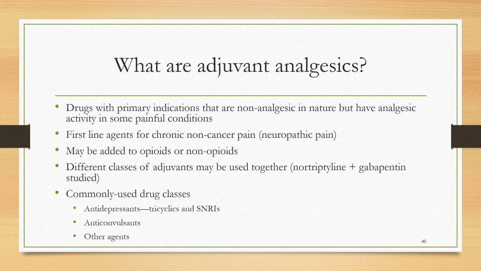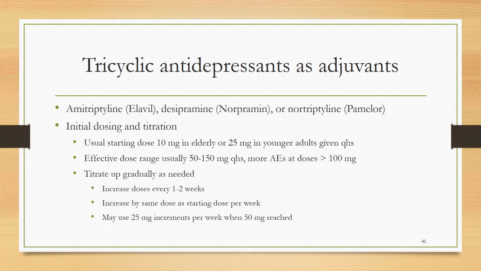For instance, nortriptyline has been studied with gabapentin. Duloxetine has been studied with gabapentin and pregabalin. Commonly used drug classes, so your antidepressants, again, we were just talking about it. So nortriptyline, your SNRIs, duloxetine, venlafaxine, and then anticonvulsants, and we have other agents. So the most common ones are tricyclic antidepressants: amitriptyline, desipramine, and nortriptyline, of which amitriptyline and nortriptyline are the most common.